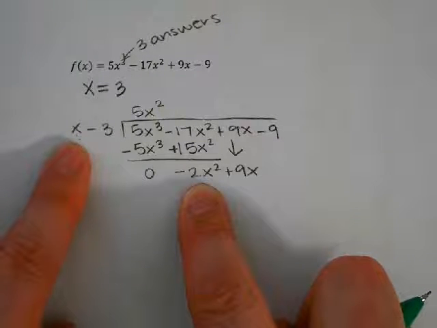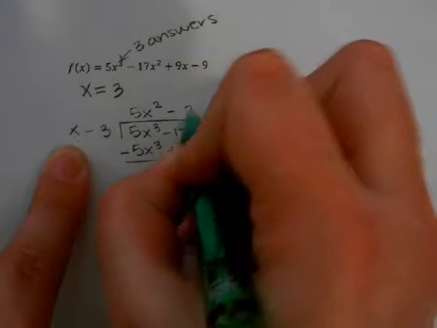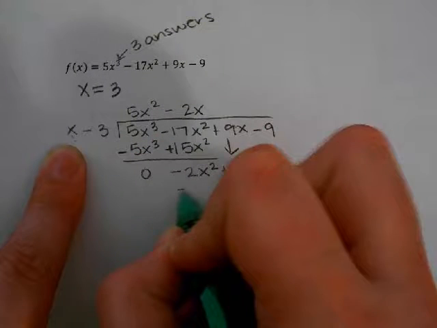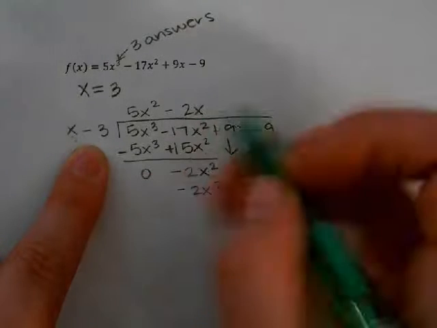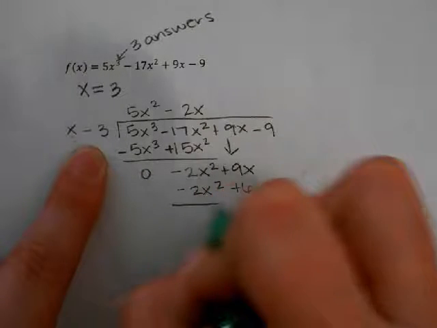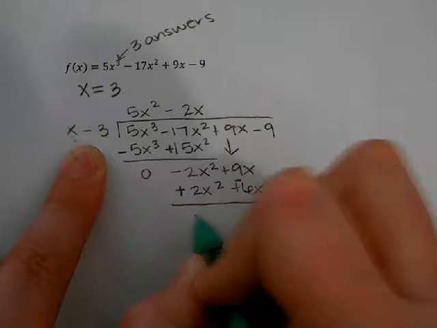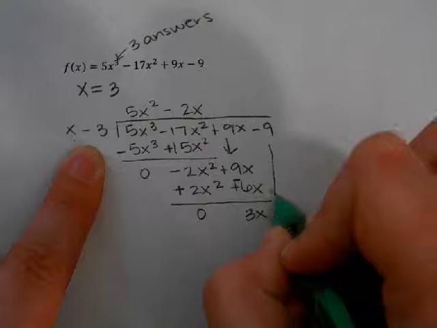And what is it? Negative 2x. Okay, x times negative 2x is negative 2x squared. Negative 3 times negative 2x is positive 6x. I draw the line, I change the sign, 0, positive 3x minus 9.